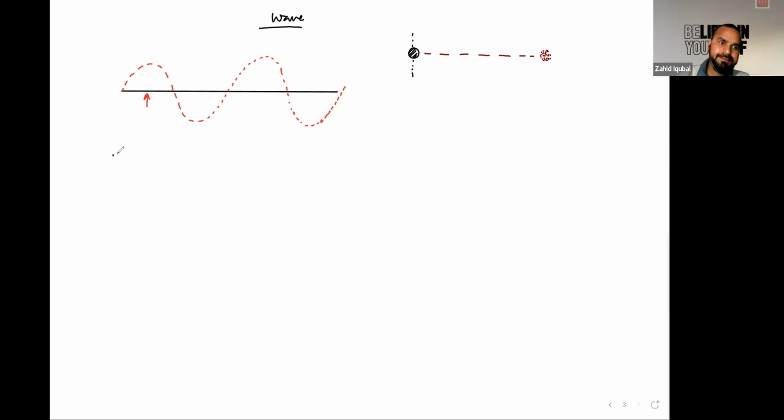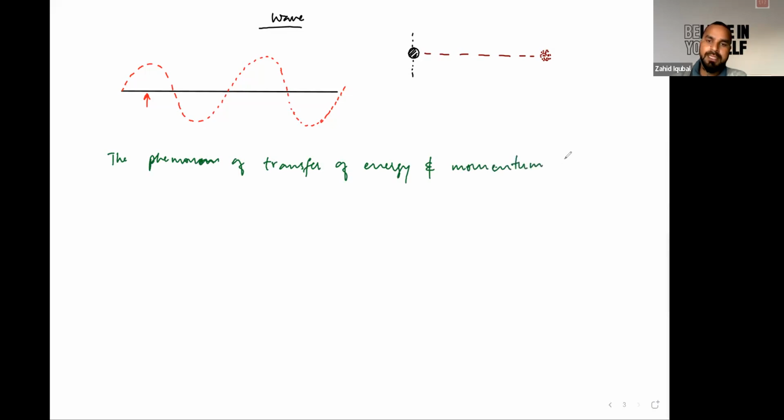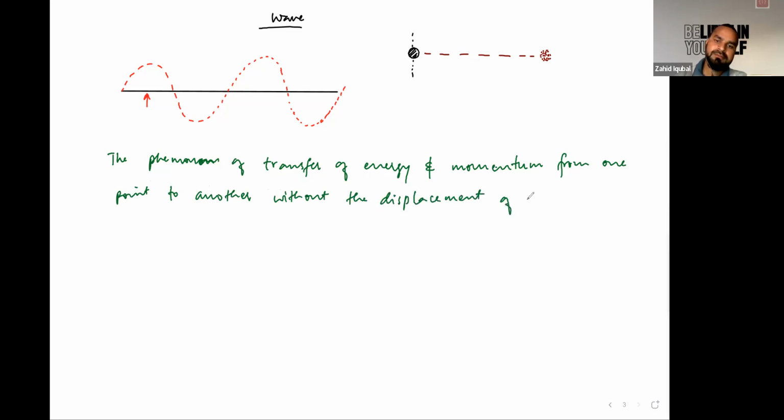So you can say it is the phenomenon of transfer of energy and momentum from one point to another without the displacement of matter particle.